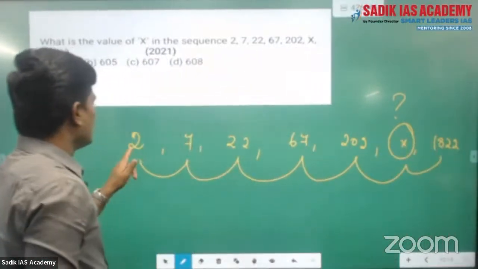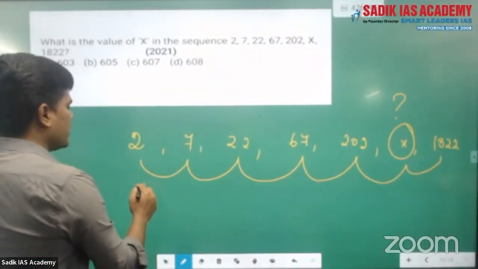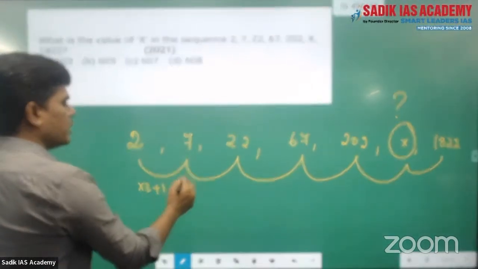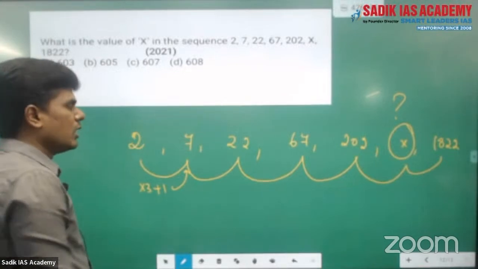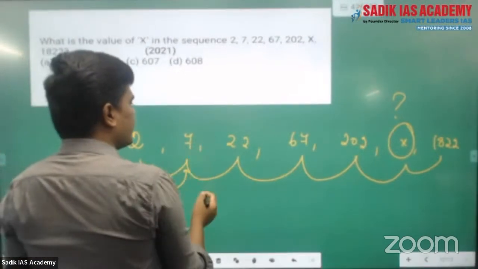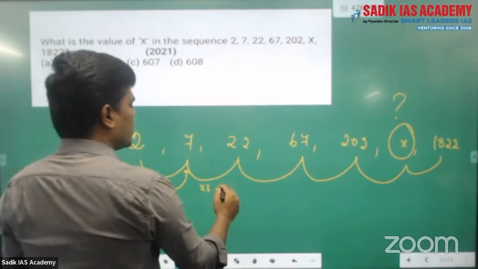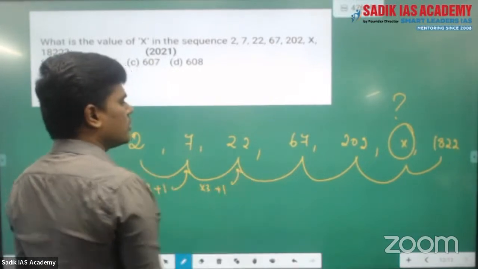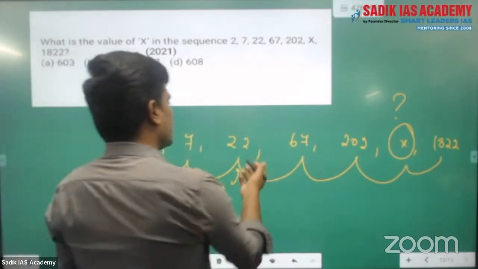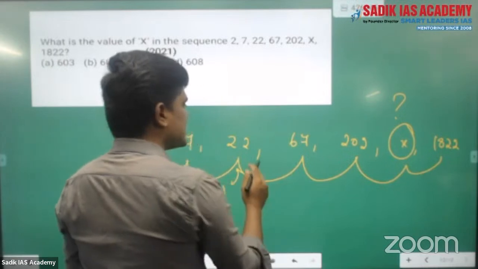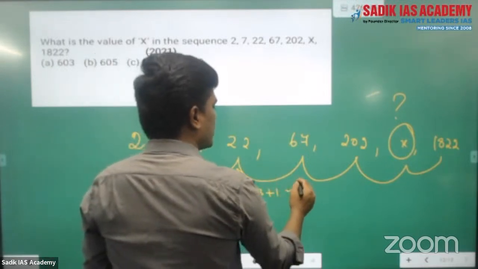So you see here, 2, if I multiply by 3, 6, plus 1, I'm getting this number 7. Again 7 I have, when I multiply by 3, I'm getting 21. 21 plus 1, I'm having 22. Similarly, I have 22 here. 22, if I multiply by 3, I'll get 66. 66 plus 1 is 71.